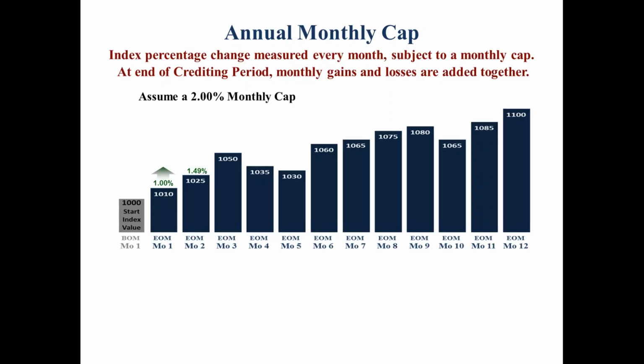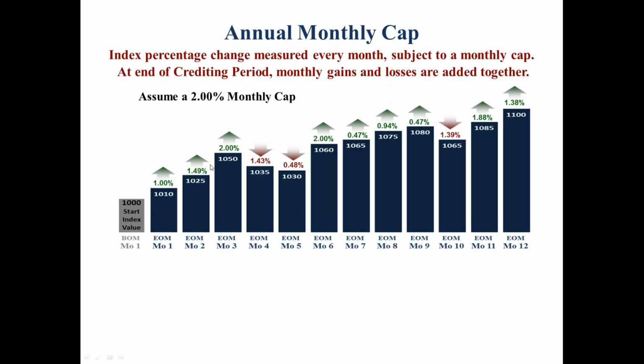So let's just look at a strategy here. So we see in month 1, the index went up 1%. Month 2, it went up 1.49. Month 3, it went up 2. Month 4 and 5, it was negative. Months 6, 7, and 8, it keeps going up by whatever it's going up at. Month 10, it goes back down, and month 11 and 12, it goes up.